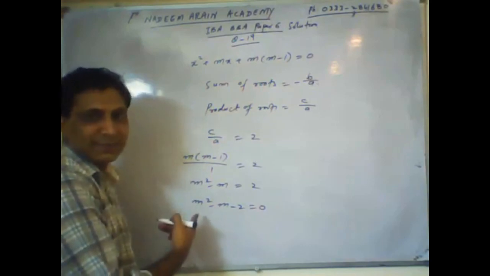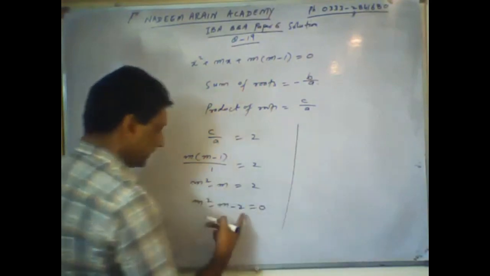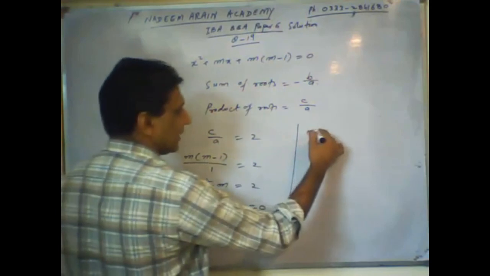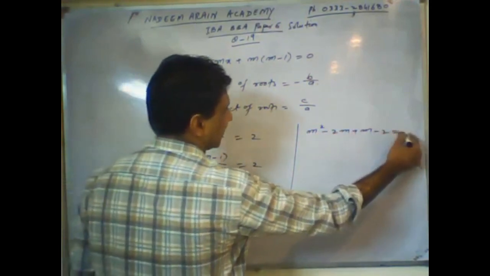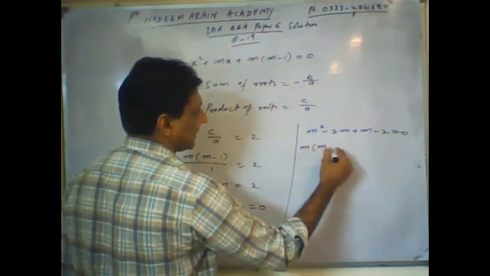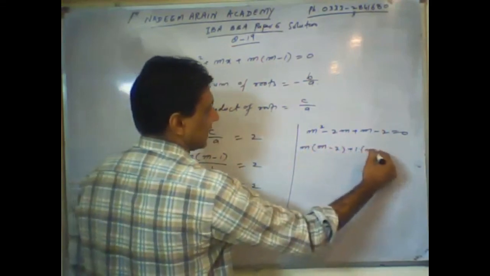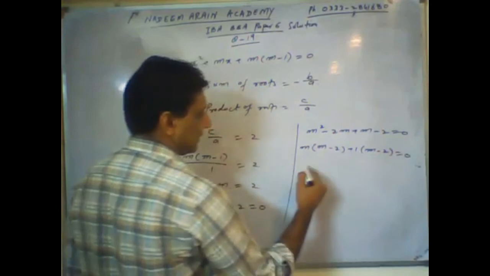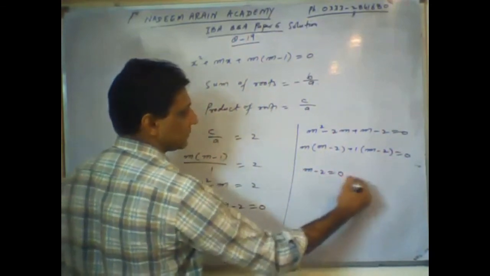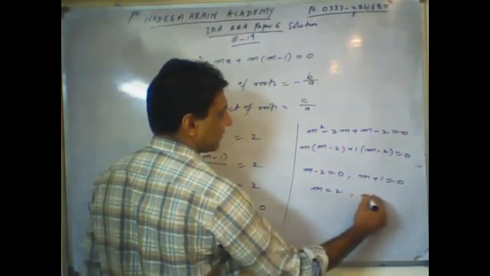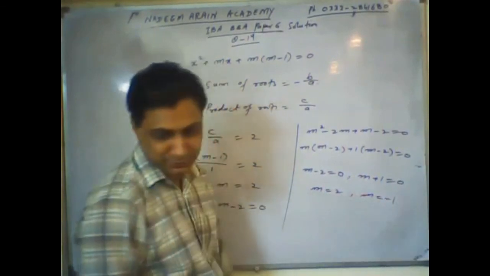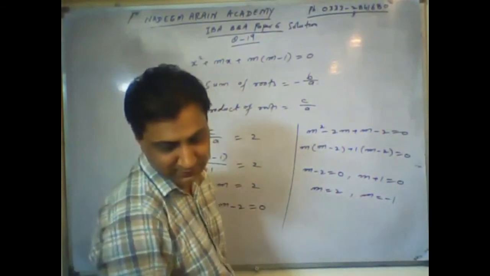So you need to break the middle term here. 2 ones are 2. m squared minus 2m plus m minus 2 is equal to 0. m(m minus 2) plus 1(m minus 2) is equal to 0. Take it out. m minus 2 can be equal to 0 and m plus 1 can be equal to 0. So there are two values of m, minus 1 and 2. That is option C.